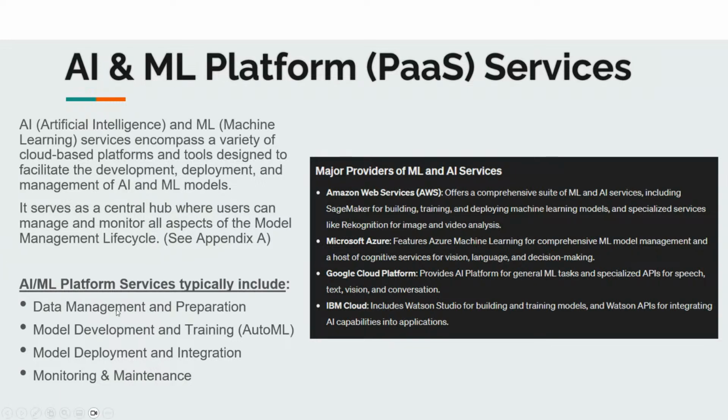So they typically include data management and prep, like I said, and model development and training. Within our example that we'll see tonight, within Fabric, it's something called AutoML, which takes you through a wizard that helps you automatically generate machine learning models. You have deployment and integration of some type. So even Data IQ at the end, you validate your models and you can deploy it as a REST API as a service. And monitoring and maintenance tools.